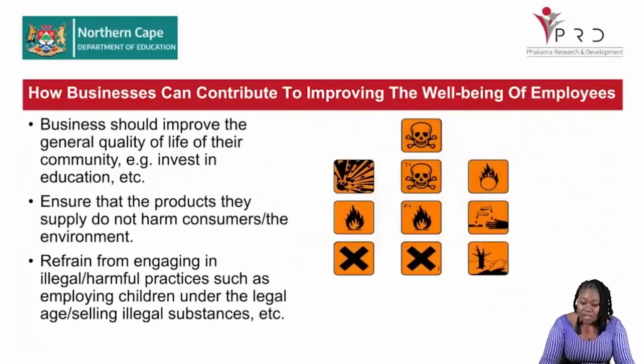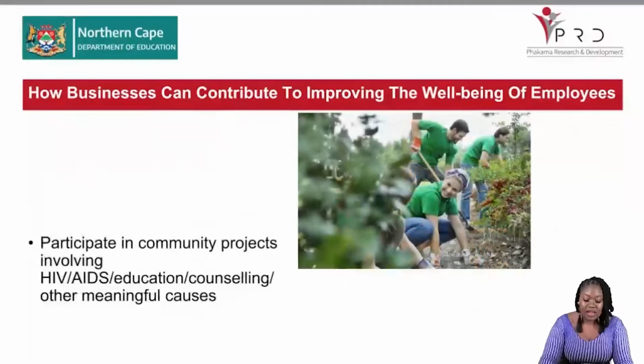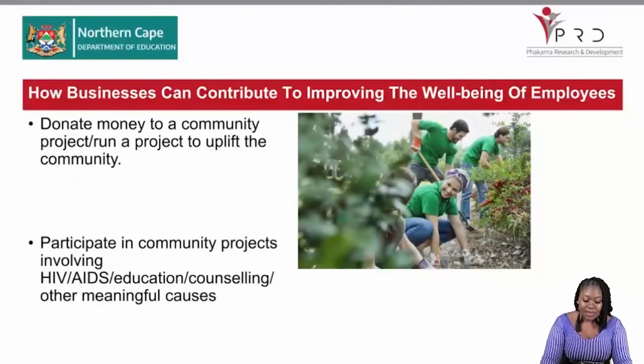Okay, businesses must also refrain from engaging in illegal or harmful practices such as employing children under the legal age or selling illegal substances. And then these are the other ways that businesses can do to make sure that they improve the well-being of employees. They can make sure that they participate in community projects that are involving HIV and AIDS, education, counseling, and other meaningful causes. Okay, businesses can also donate money to community projects in order to uplift the community.